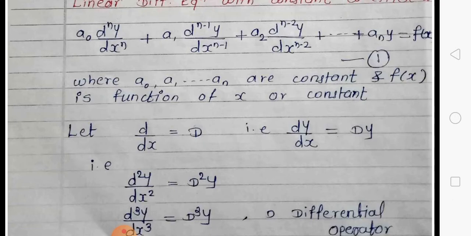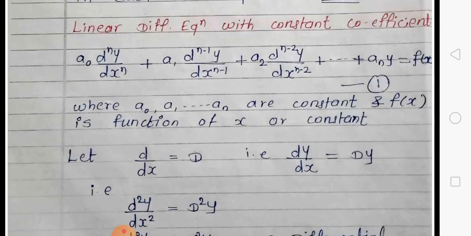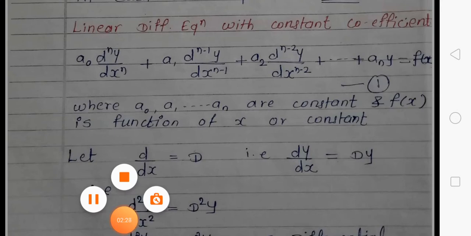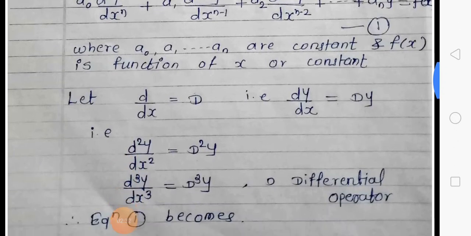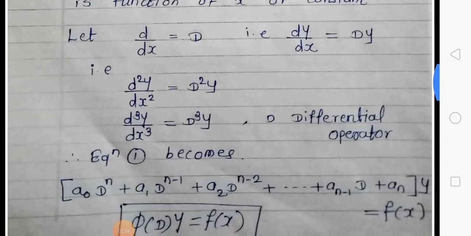This type of equation is called the linear differential equation with constant coefficient, because here a naught, a1, a2 up to an are all constants, and here f of x is a function of x or constant. Now we solve this equation and find the solution of this type of equation. We see this in this unit.